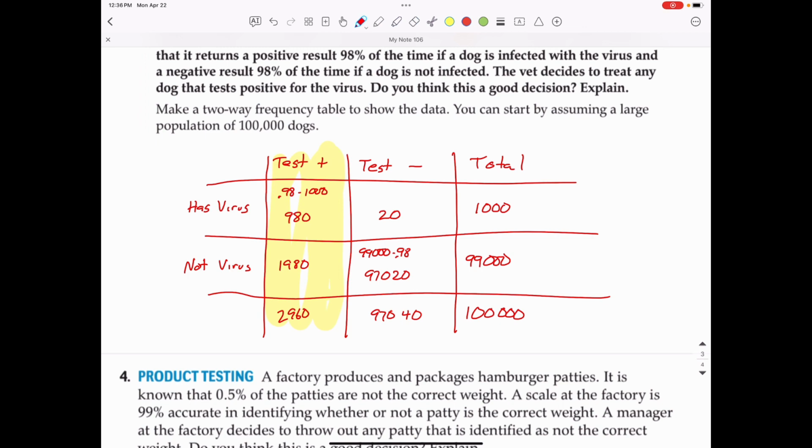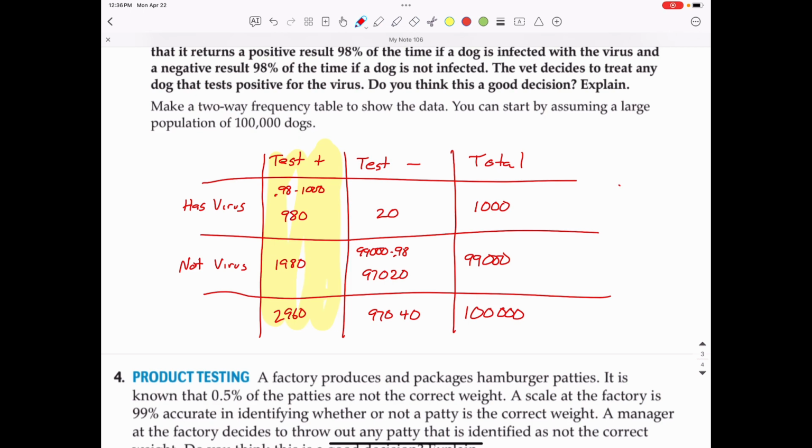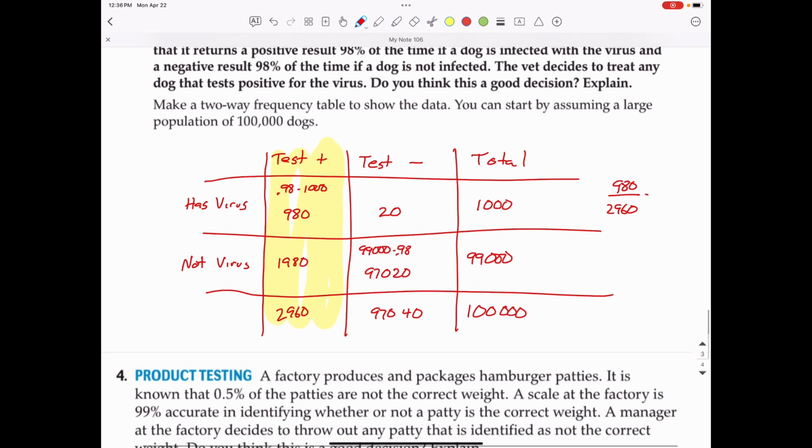So the probability that the test is accurate, if they test positive and have the virus, is 980 over the total of that column, which is 2,960. And when you take 980 divided by 2,960, what you get is 33.1%. So that means that of the 2,960 dogs that test positive, only 980 of them actually have the virus. 1,980 do not have the virus. So we actually get a very large amount of dogs that give us a false positive.